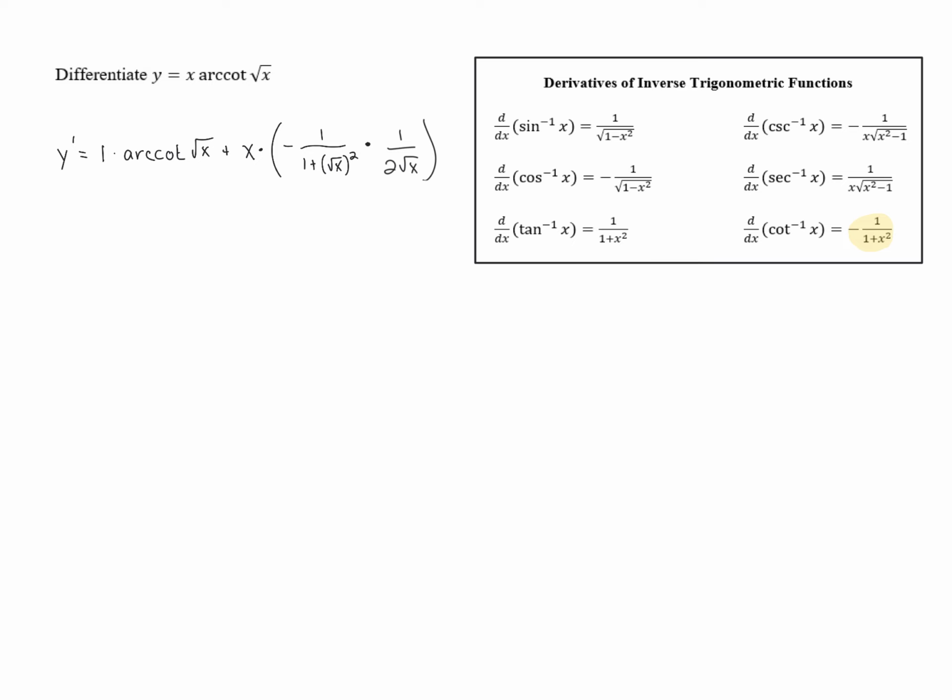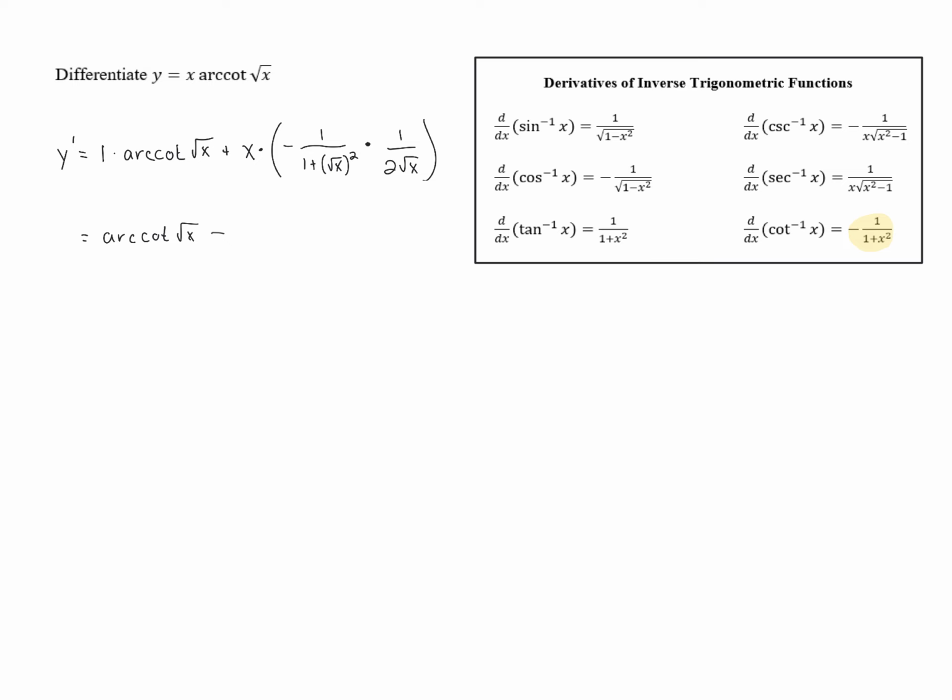Okay, so let's see if we can write this more nicely. Well, for the first part, 1 times anything is itself. So we can just write arc cotangent of the square root of x there. And then it's going to be minus because we notice that we've got a positive times a negative, times another positive. But that negative is going to make this a subtraction.